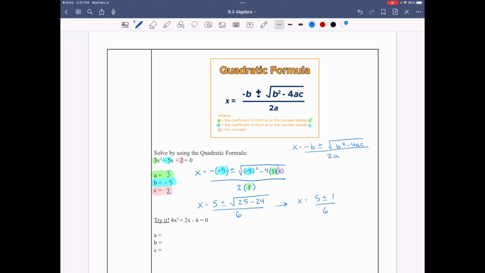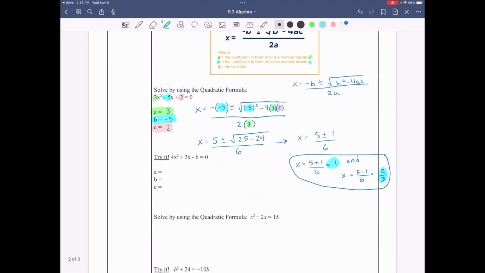So simplified further into our two solutions, we have 5 plus 1 over 6, which is just equal to 1, and 5 minus 1, which is 4, over 6, which is equal to 2/3. So these are our two solutions, the 1 and the 2/3. All right, I'm going to let you get up and go to the boards and do the try it.